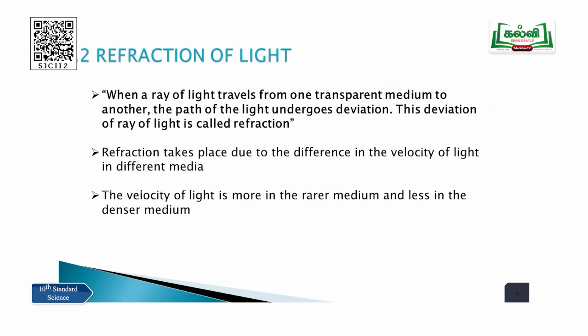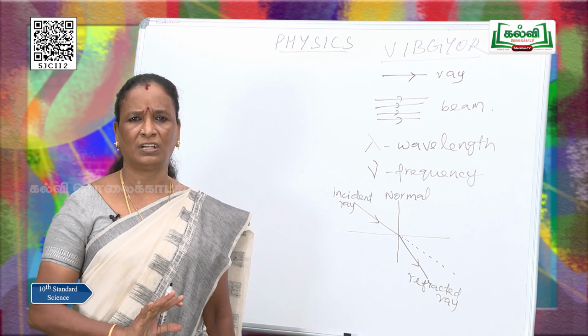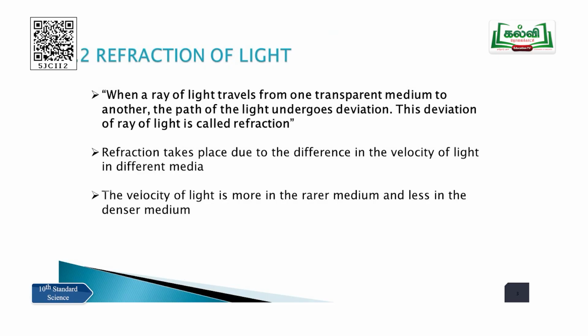Next, we are going to see the refraction of light. Already you know refraction. What is meant by refraction? When a light ray travels from one medium to another medium, the path of the light gets deviated. You have learnt this in 9th standard, so again this is a recalling part. Why does refraction take place? Refraction takes place due to the difference in the velocity of light in different media.